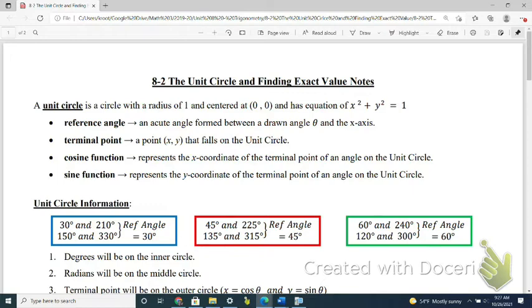That 1 could be 1 inch, could be 1 foot, it doesn't matter what it is, just 1 unit, and that is why it is called a unit circle. To find the exact value, we need to be able to identify what reference angle we're talking about. That's, remember, the acute angle formed between a drawn angle and the x-axis. We need to know what the terminal point is on the circle.